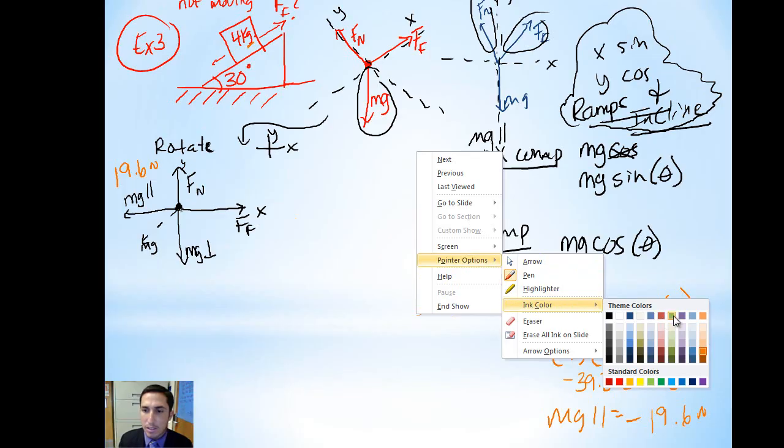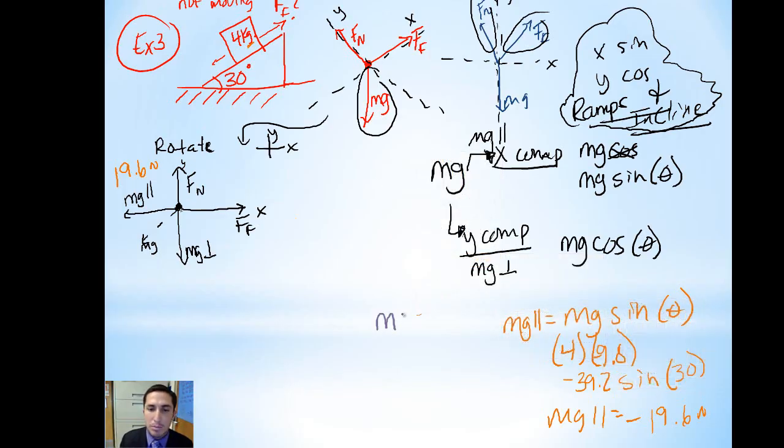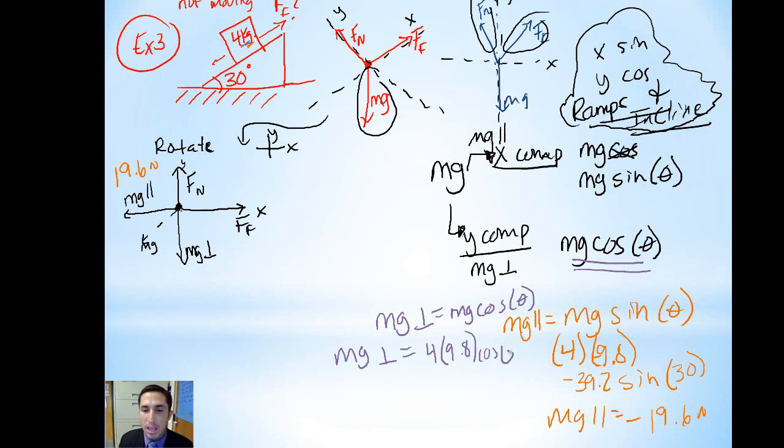Let's take the ink color, change it to purple. Here you go. Mg perpendicular is equal to your mass times gravity times cosine of theta. Sorry, it's getting a little sloppy. What's the mass of the object? 4, because it says kilograms. Gravity is 9.8. Let's just leave the negative out so we don't have to take it out later. 9.8 cosine of 30. So 4 times 9.8. I know we just did it, but I'm pretending like I'm a student. It's 39.2.